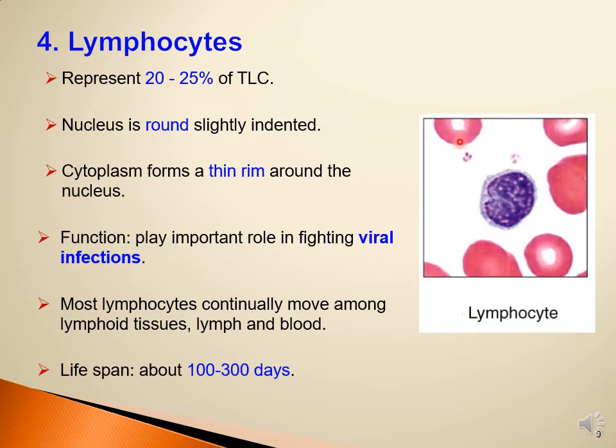I just want to attract your attention here to the red blood cells. Here the red blood cells have a pale central region because they are biconcave, and this is the thinnest part of the red blood cell.